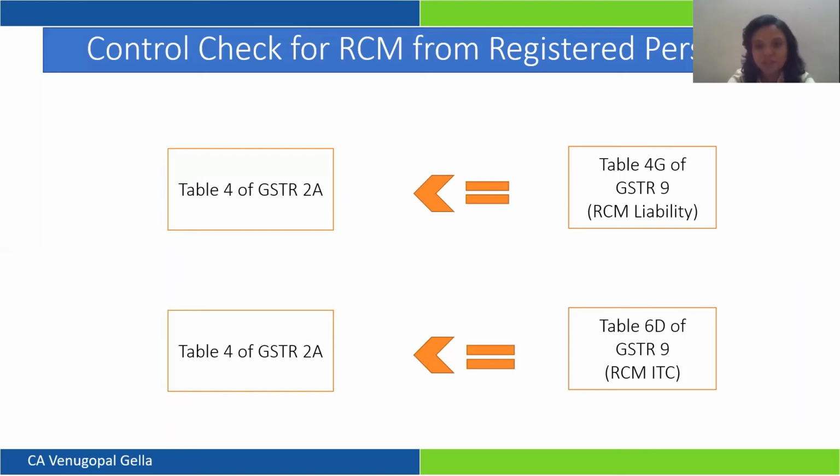Also, the credit which is claimed in 6D should be either equal to that or more than table 4 of GSTR-2A. This is all with respect to only registered RCM. That is, where reverse charge mechanism is applicable and the registered person is the supplier.